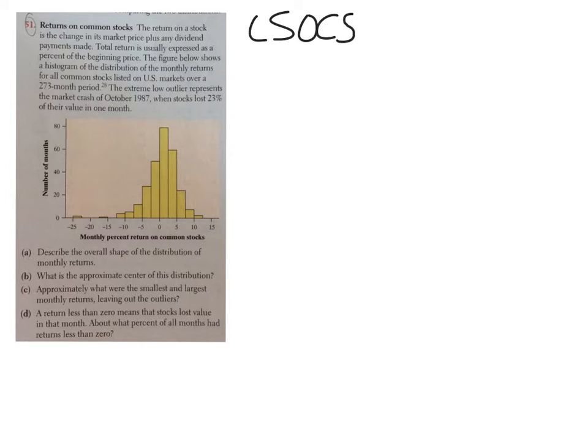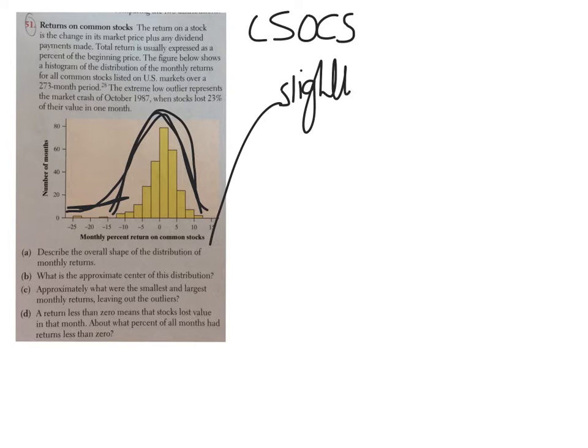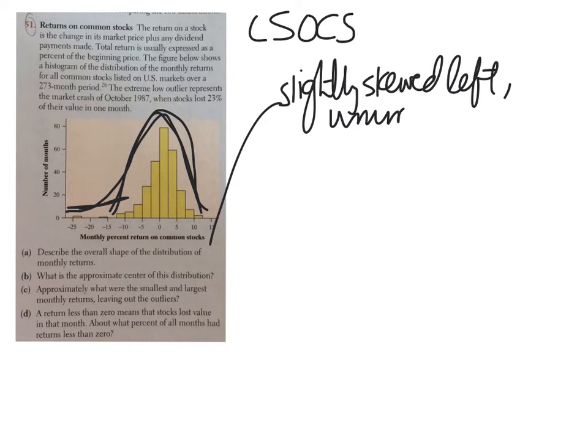Okay, so describe the overall shape of the distribution of monthly returns. If I'm just outlining this shape, I would say that it's skewed left, maybe slightly skewed left, because this part is pretty symmetrical, and then there's just that one outlier out there. So I would say slightly skewed left. Unfortunately, I'm writing on my laptop, so I would prefer to type this because it's a lot of words. And it's also unimodal. That's one thing you can bring up in shape. That means it has one mode or one peak, unimodal.